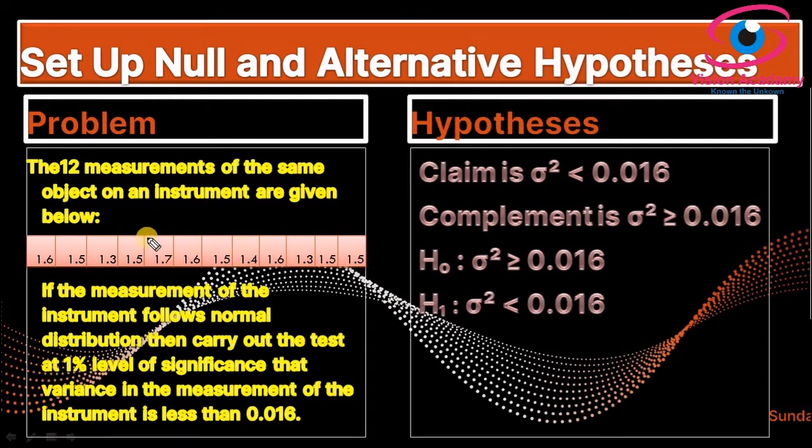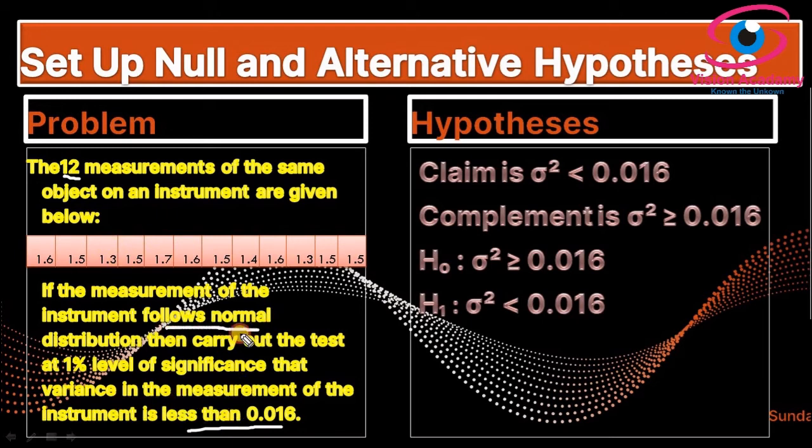And here we want to test a hypothesis about the population variance. Our population variance is 0.016 and the sample size is 12. The number of samples is given: n is equal to 12, which is less than 30. Also, we are given that the measurement of the instrument follows a normal distribution.